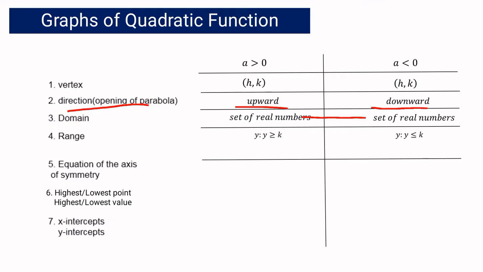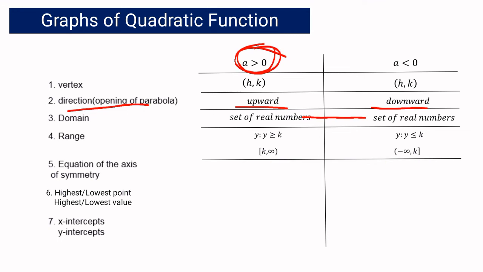How about the range? If it is in set notation, if a is greater than 0, then we have y such that y is greater than or equal to the value of k. And if it is less than 0, y such that y is less than or equal to whatever the value of k. And if it is written in interval notation, if a is greater than 0, then that is from k up to positive infinity. And if a is less than 0, then it is from negative infinity to the value of k.